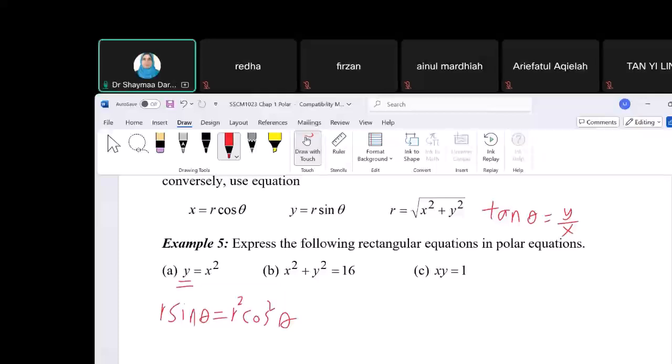Now I convert from Cartesian to polar. In Cartesian, we try to make y a function of x. In polar, try if possible to write r as a function of theta. So here we can cancel r with the square. So we have sine theta equal to r cos squared theta, which means that r is equal to sine theta over cos squared theta.